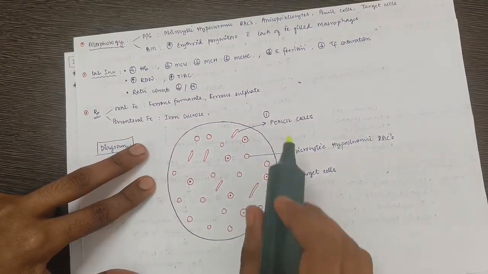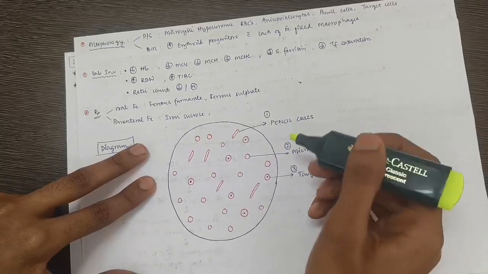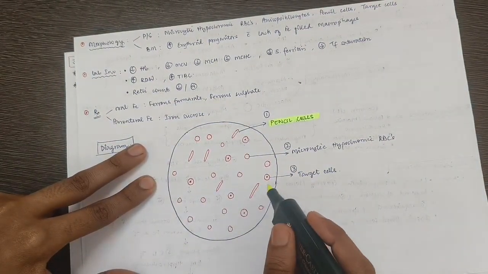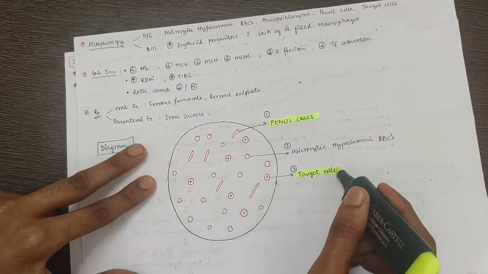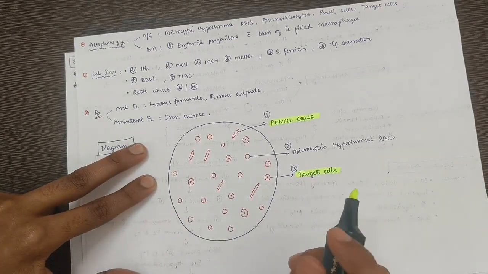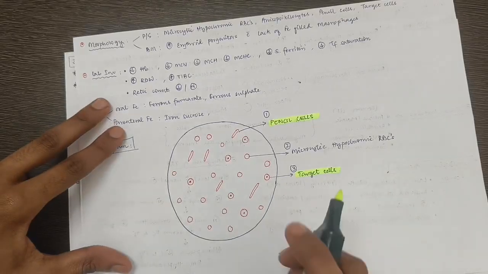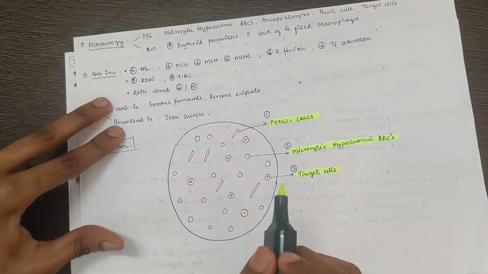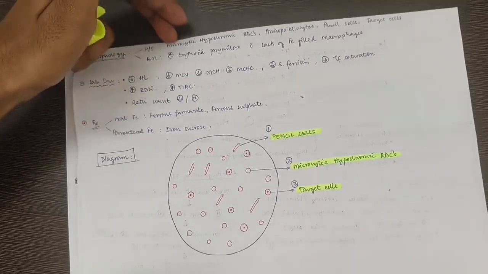In peripheral smear, you are going to see pencil cells, some broad cells, they are called pencil cells. Then you are going to see the nucleated-like RBCs, they are called target cells. And you are going to see the microcytic hypochromic RBCs, which are dim in color and small in size, they are called microcytic hypochromic RBCs. Okay. Next we will be dealing with bone marrow.